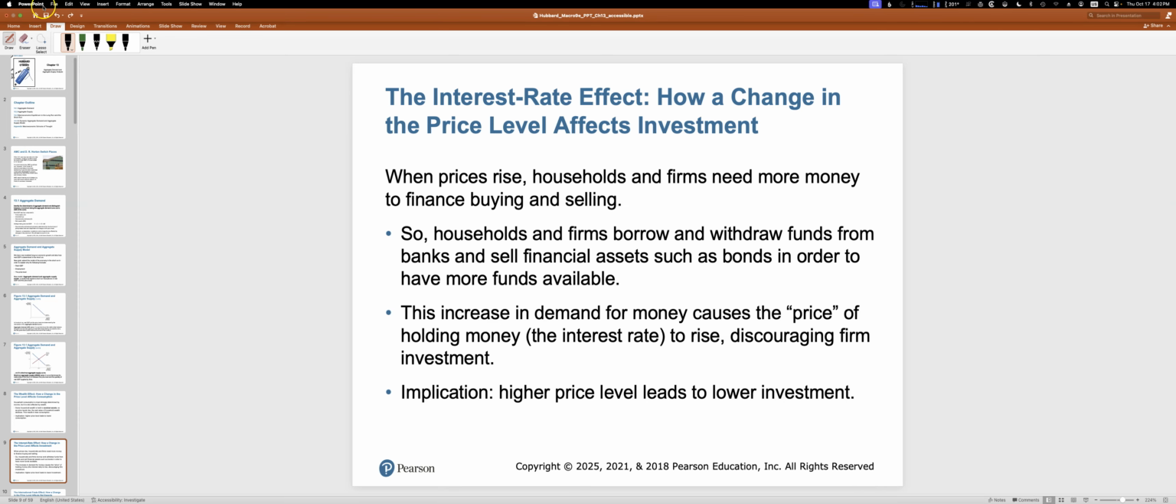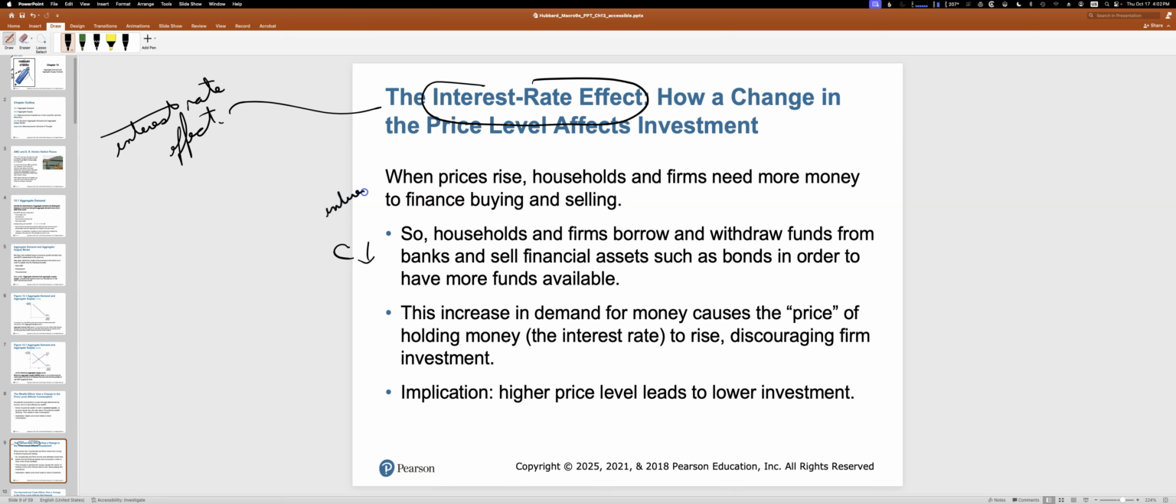The second of these is my interest rate effect. And what I see with my interest rate effect is that as the interest rate changes, people can't borrow as much, so consumption is falling. That investment falls.